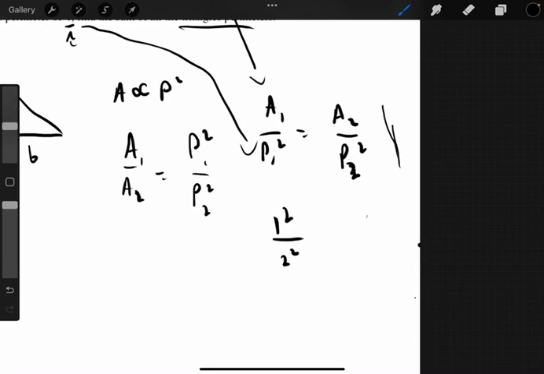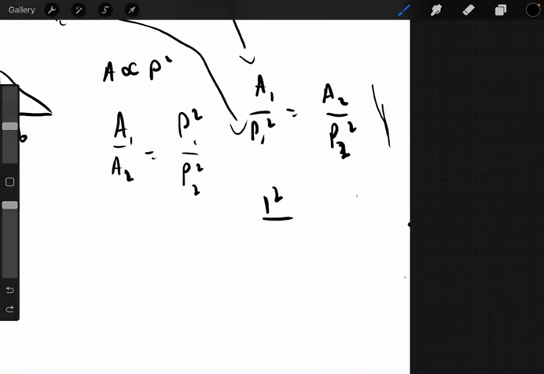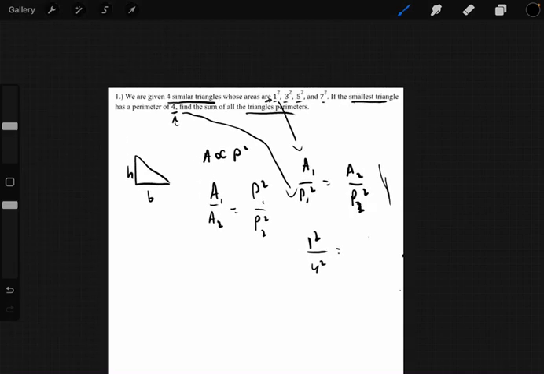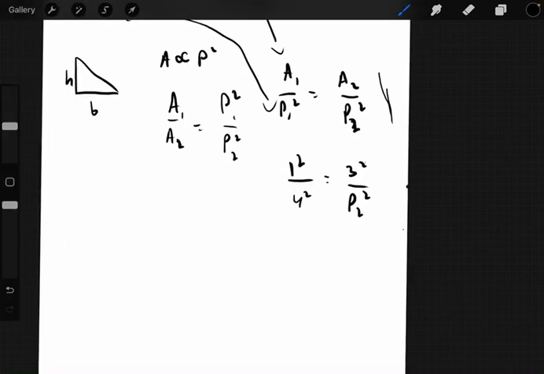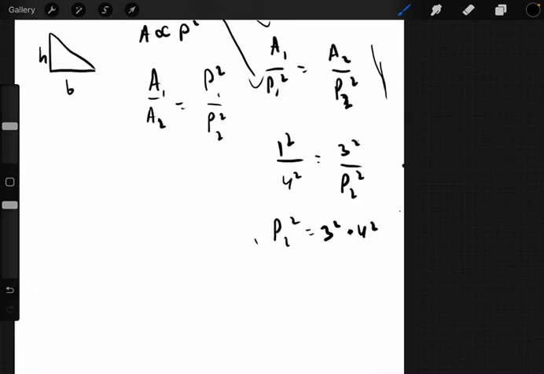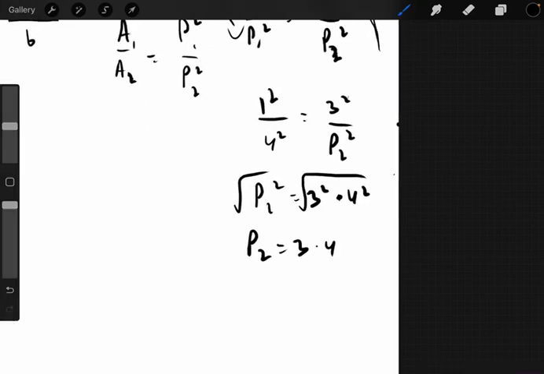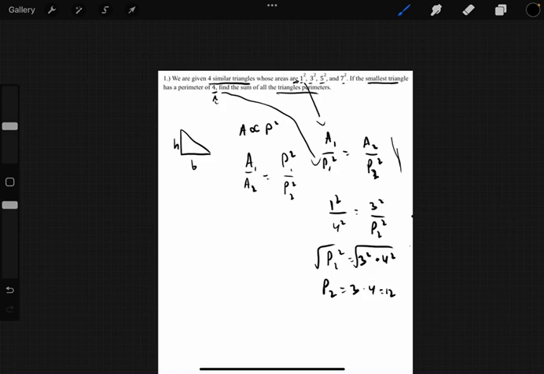Oh wait, crap, no, that's not... Well, it's true, but because P1 is squared, you already get a square here, so there's no reason to go any further. We are looking for... Well, we know that area 2 is 3 squared, and we are looking for P2 squared. Now you solve for P2 squared, and you'll see that because everything is in terms of squares, you actually get a nice thing. When you square root, you get P2 equals 3 times 4, which is 12. Now you got that the perimeter of that is equal to 12.